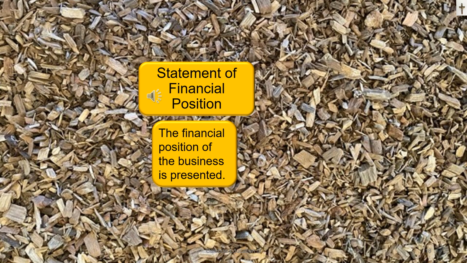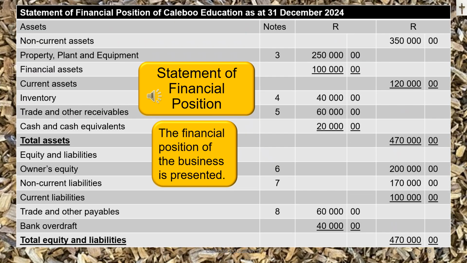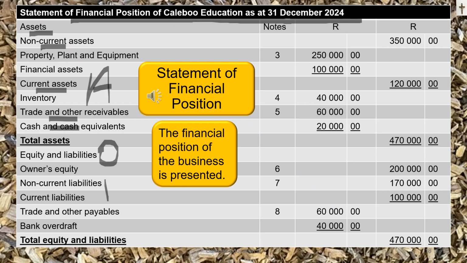Right, a statement of financial position shows the financial position of the business. And if we have a look here, like I mentioned earlier, first of all, the statement of financial position is done as at or on the last day of the financial year. You got your assets, non-current, and your current assets. Assets equals owner's equity plus liabilities. And their assets, 470,000. Owner's equity and liabilities, 470,000.